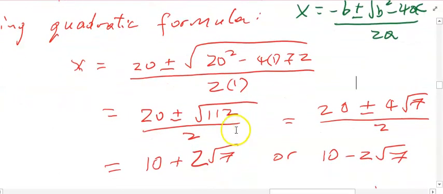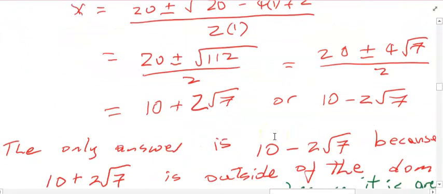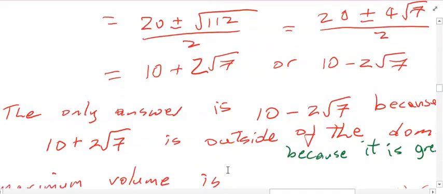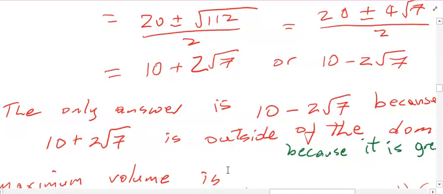And then our two answers that we'll get will be 10 plus 2 radical 7, or 10 minus 2 radical 7. Note that only one of these is in the possible domain, and this one is 10 minus 2 radical 7, because 10 plus 2 radical 7 is bigger than 12.